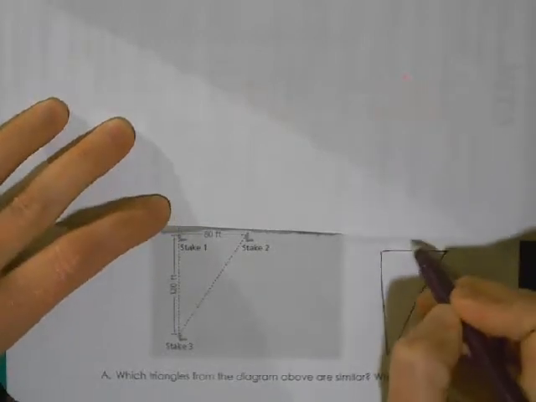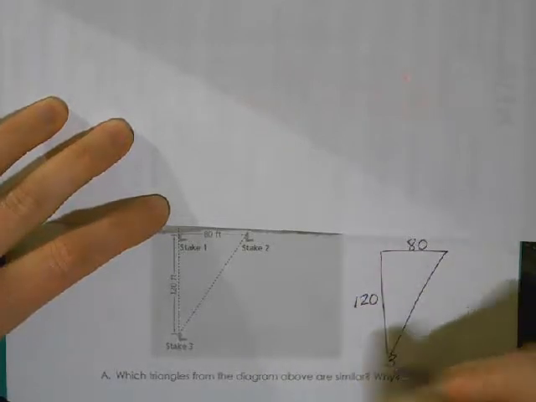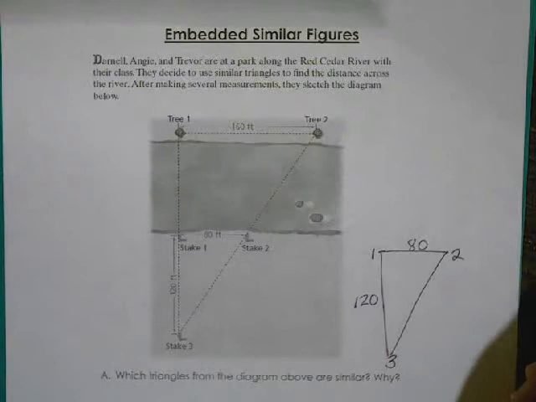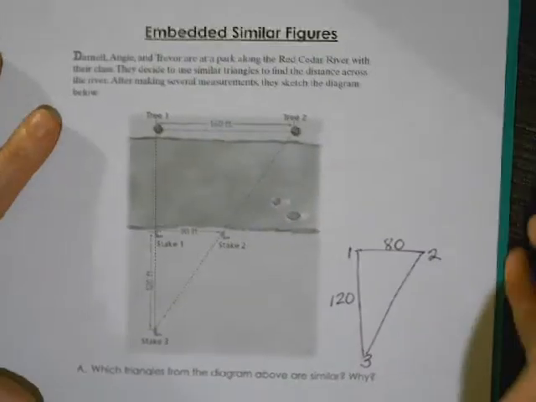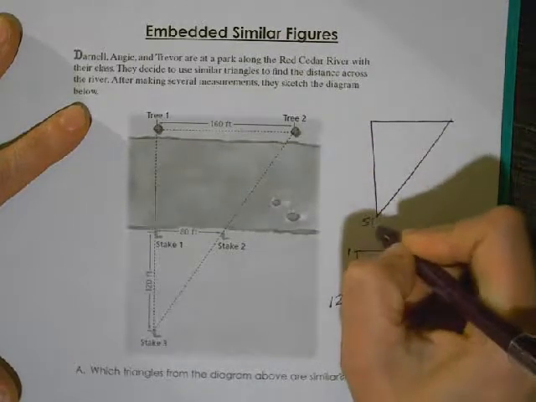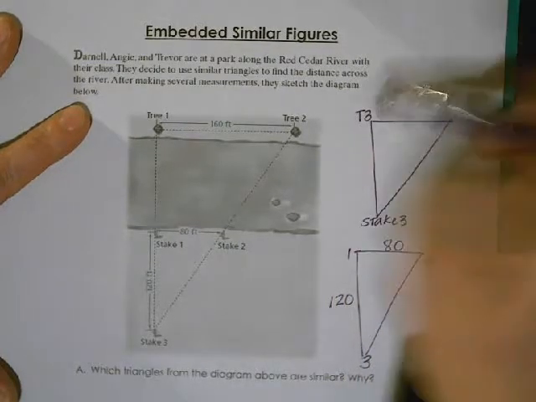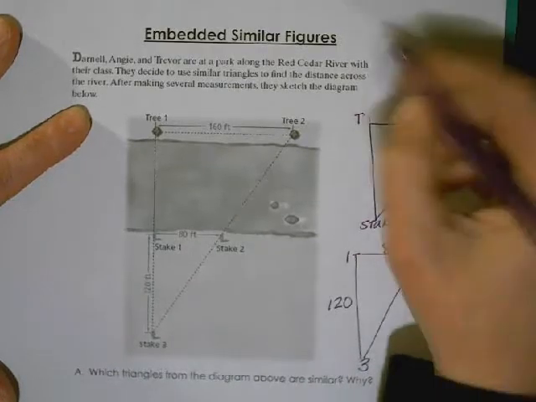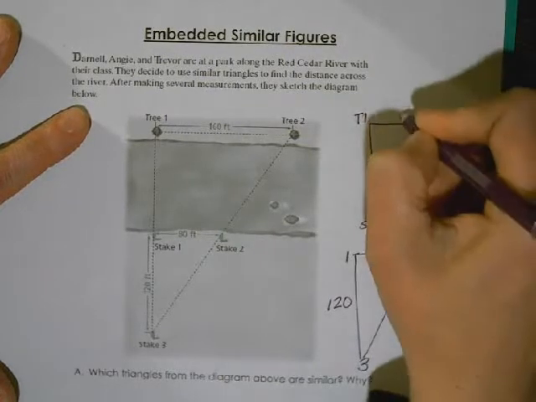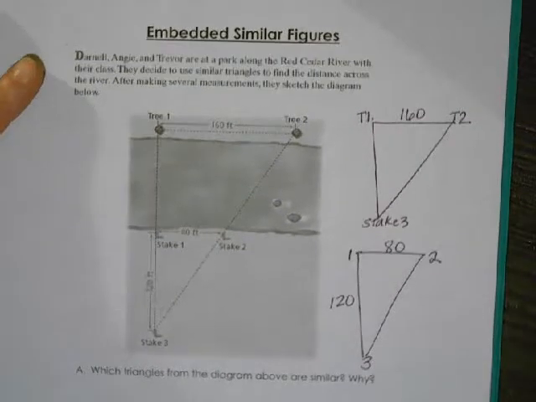So this small triangle here is 80 feet, and this part is 120 feet. This is stake 3, stake 2, and stake 1. And then we have our big triangle, which we're going to draw up here. This is stake 3. This is tree 1, and tree 2. And our lengths are 160, and that's really all we know.